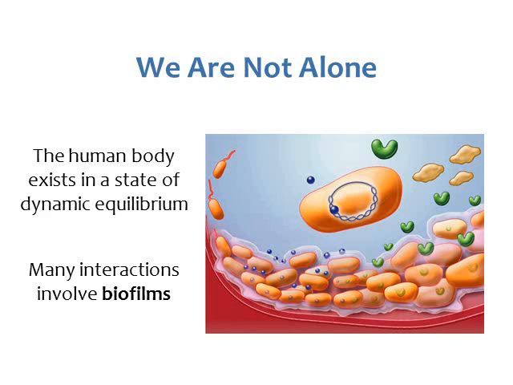So this chapter is all about looking at that we are not alone. So the human body, we exist in a state of dynamic equilibrium. So that just means that we have a lot of microorganisms that are actually living on our body and also inside of our body. And many of these interactions involve biofilms, which are, think of it as like a film or a buildup of bacteria and fungi. And one really good example of a biofilm is plaque on teeth. So plaque is a biofilm made up of sugars and bacteria and fungi, all coming together to form that film.